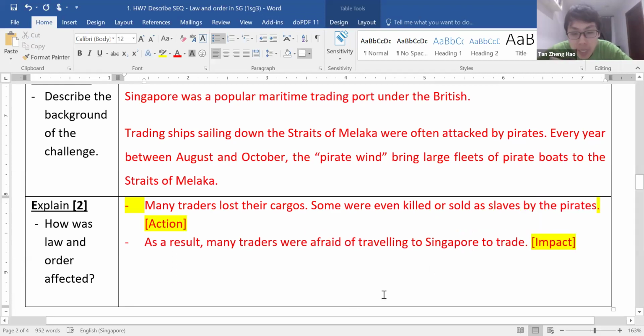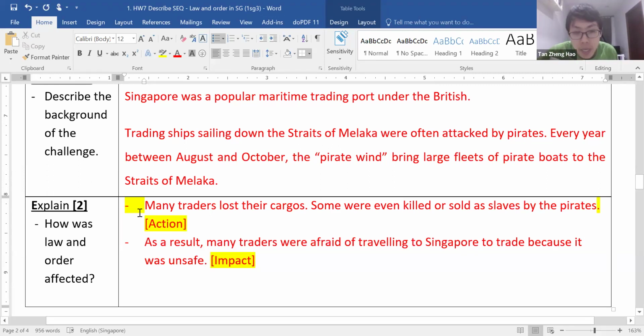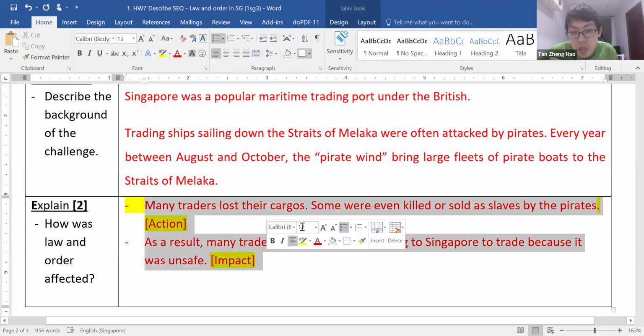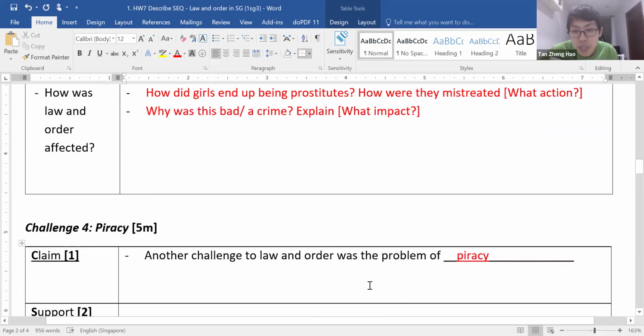Okay. As a result, what will happen to Singapore? Many traders will be very afraid of traveling to Singapore to trade. Okay, because it's a very unsafe place. Because it was unsafe. Okay, so pause the video and take down the explain part. So you can talk about the action, you can talk about the impact of the action. All right.